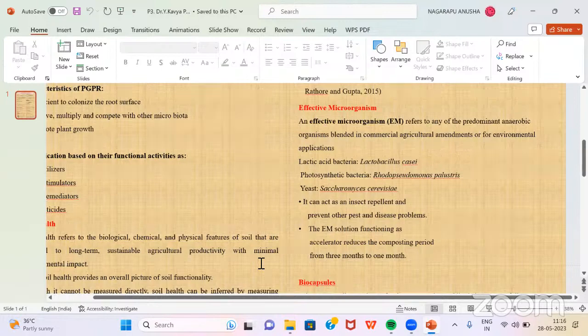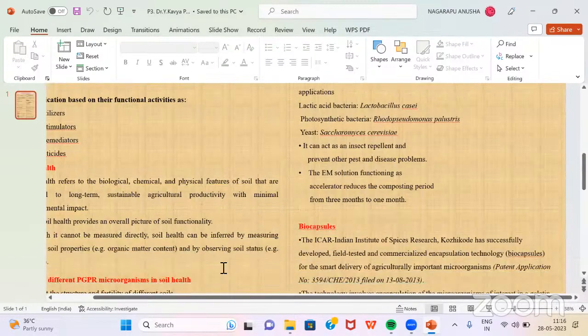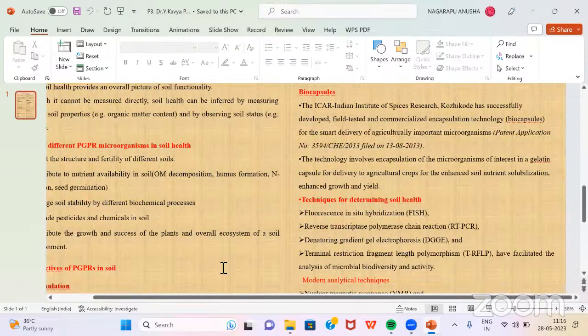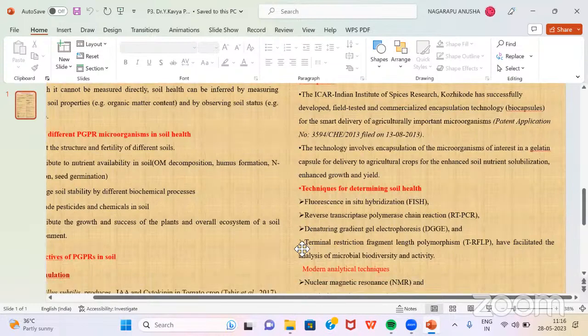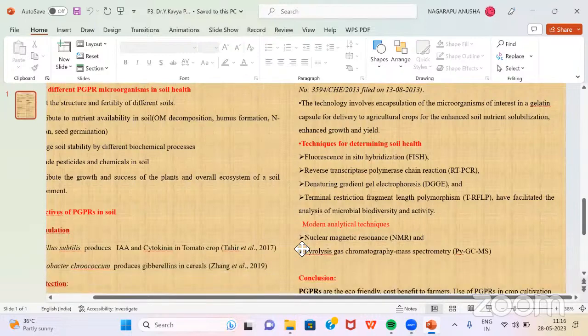Similarly, biocapsules, these are developed from ICAR, Indian Institute of Spices Research, Kozhikode, and these are successfully enhancing the shelf life of these PGPRs in this biocapsule formulation. And normally the application of these biocapsules is very easy, and they have more shelf life. And coming to biofertilizer efficiency enhancer, these are also new trends or new advances in these PGPRs related to soil health management.